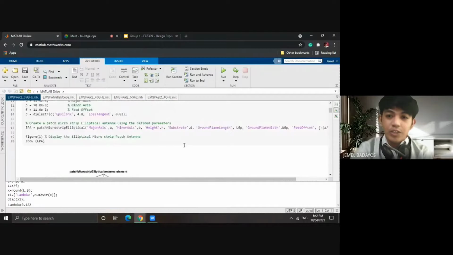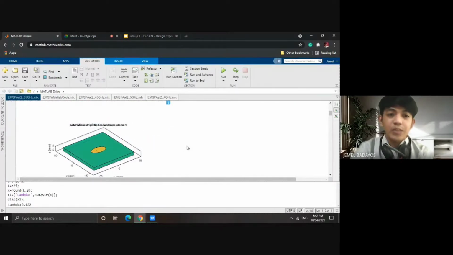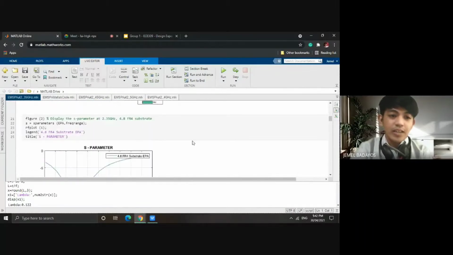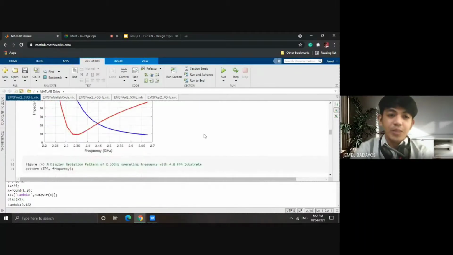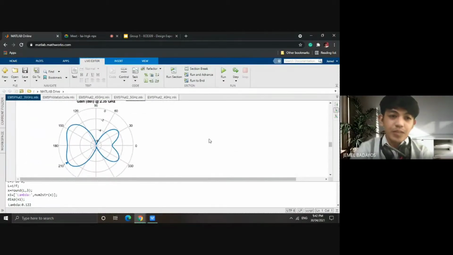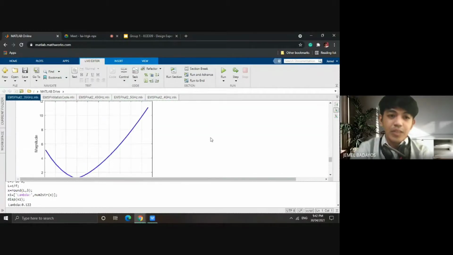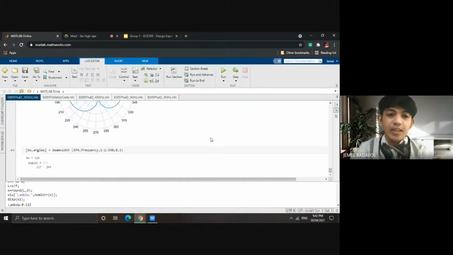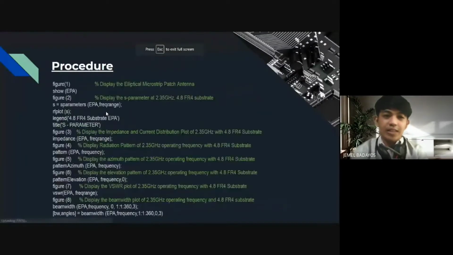This simulation shows how a microstrip elliptical antenna looks like, and also it shows the S-parameter plot, the impedance plot, the 3D radiation pattern, the gain plot, the VSWR plot, and lastly the beam width. And for further explanation of the data and result, my group mates will present the data and result.